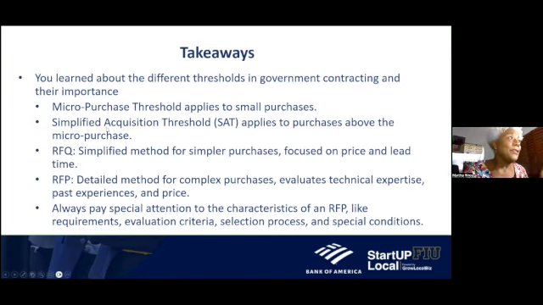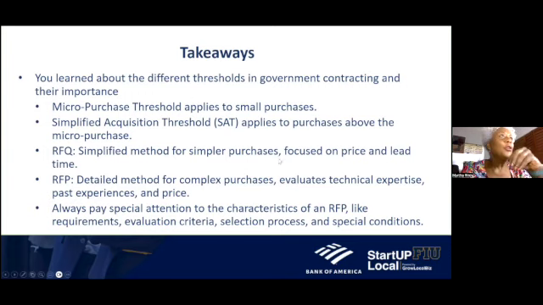So we talked about the simplified acquisition threshold. These are like your pre-qualified pools. They call them blanket purchase orders, where they've already negotiated all the terms and conditions. All they have to do is get the stuff from you when they need it. Your RFQ is only when they already know what they want. They just need what price you're going to be quoting, and usually the lead time.